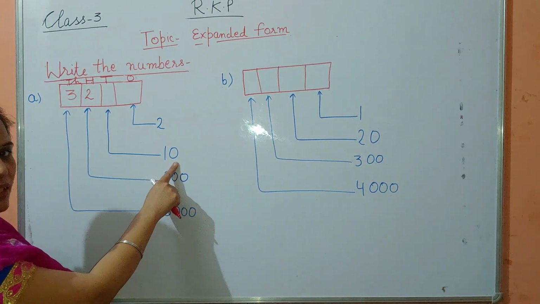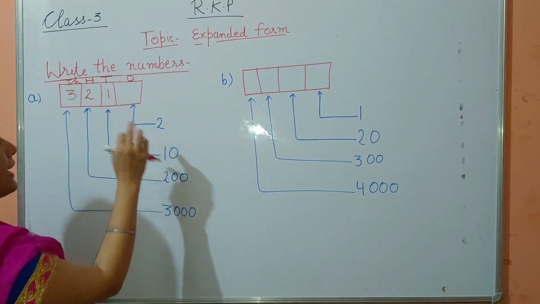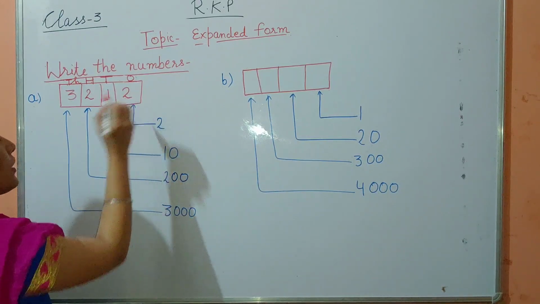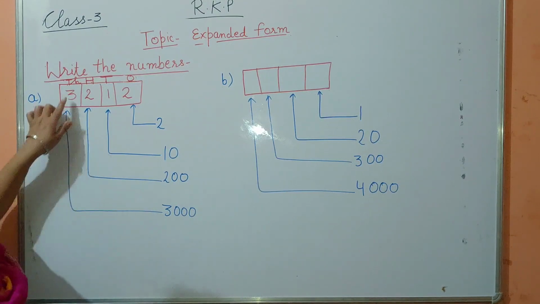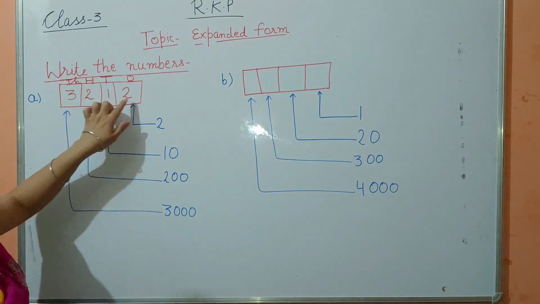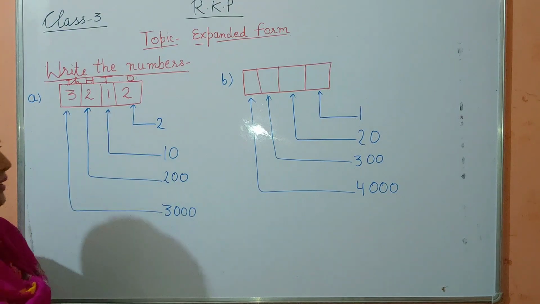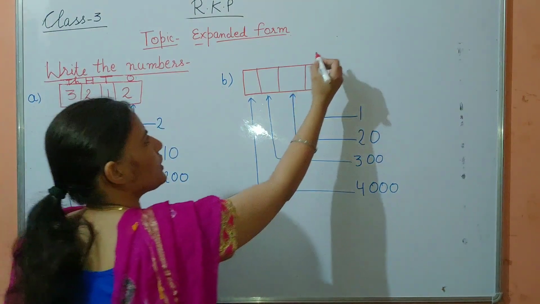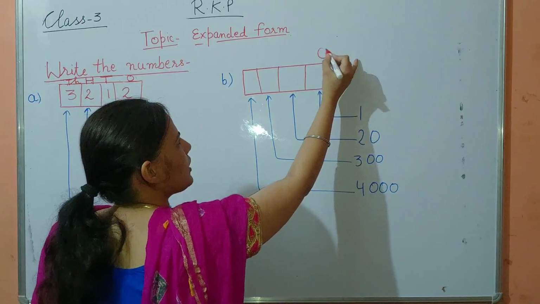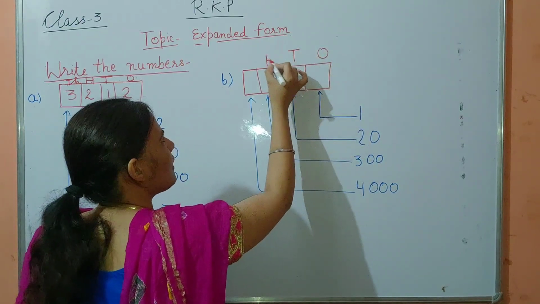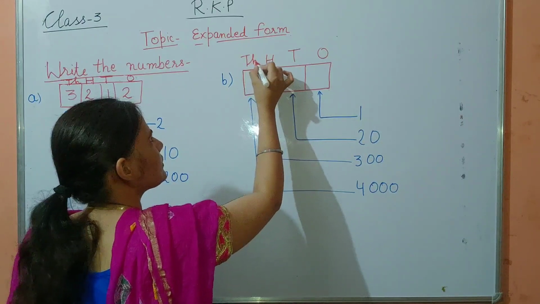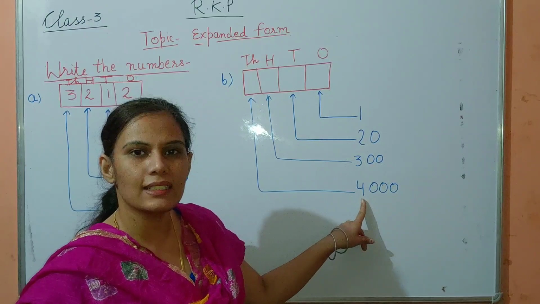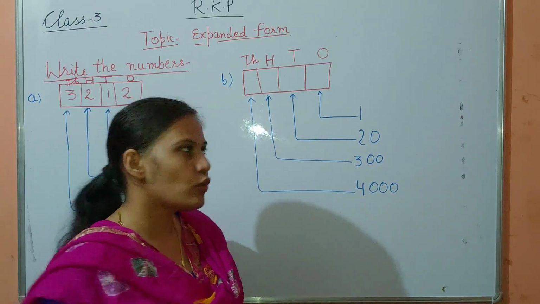10. What digit will come here? 1. And at the ones place what digit will come? 2. Now you can read: 3212. Now come to this question. First of all, put it in the place value chart: ones, tens, hundreds, thousands. Start from the thousand place. 4,000. What digit will come at the thousand place? 4.